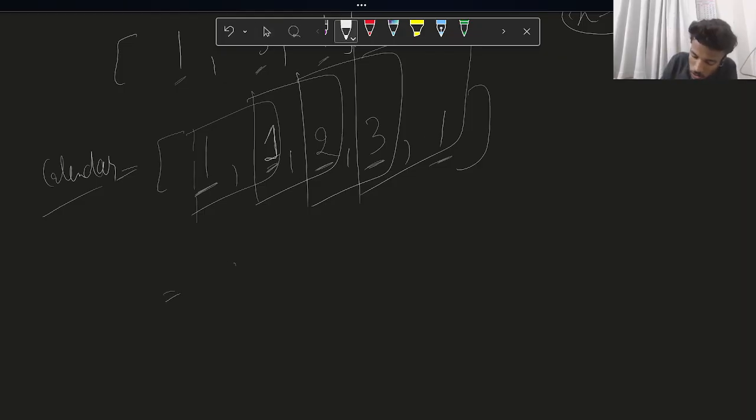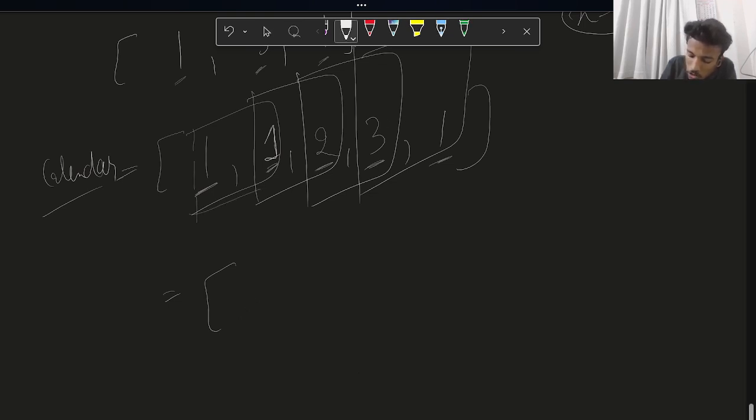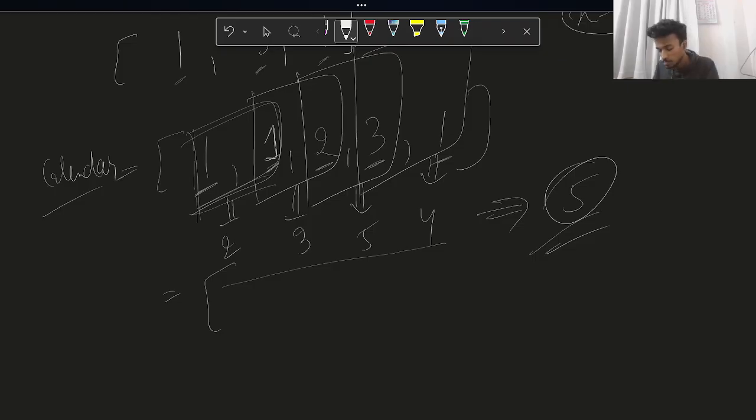So here is the calendar, and you see what is the maximum. Since you have to go over all subarrays, the sum of this subarray is 2, the sum of this subarray is 3, the sum of this subarray is 5, and the sum of this subarray is 4. Out of these, what is the maximum? It is 5. So 5 is the answer.